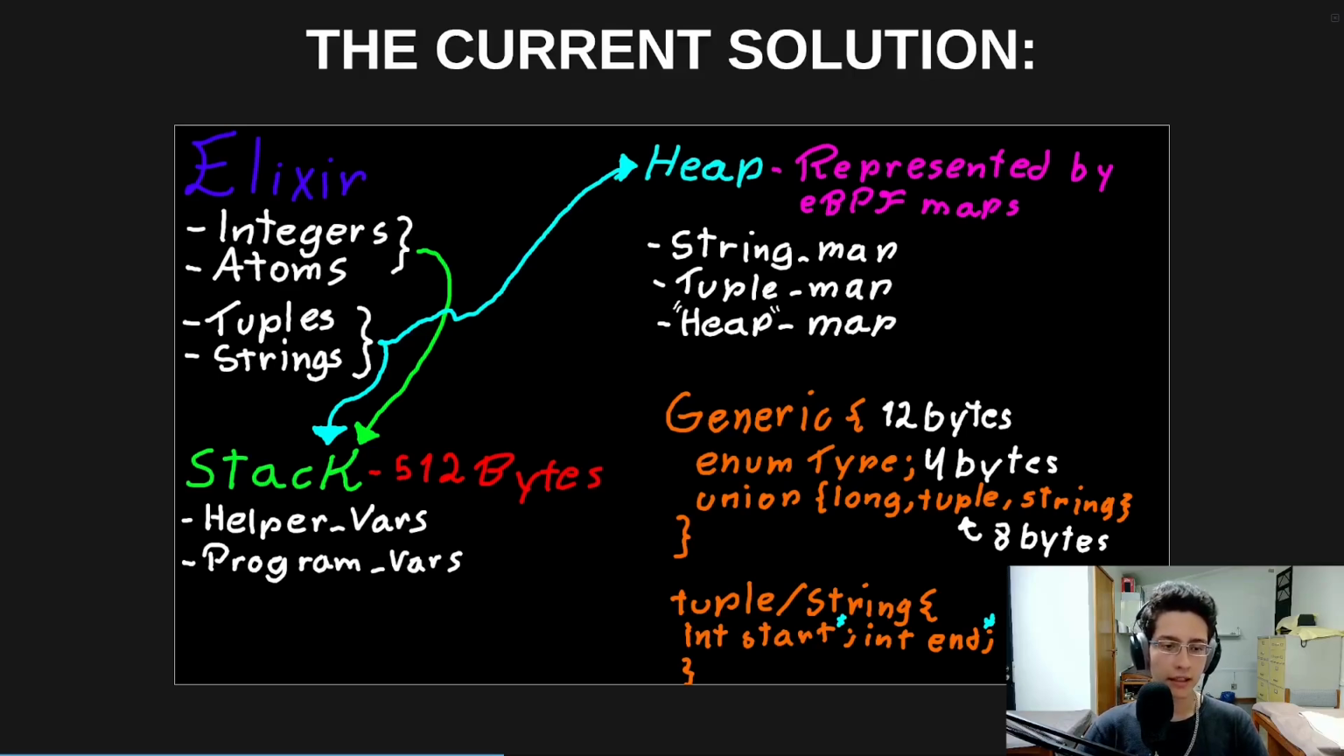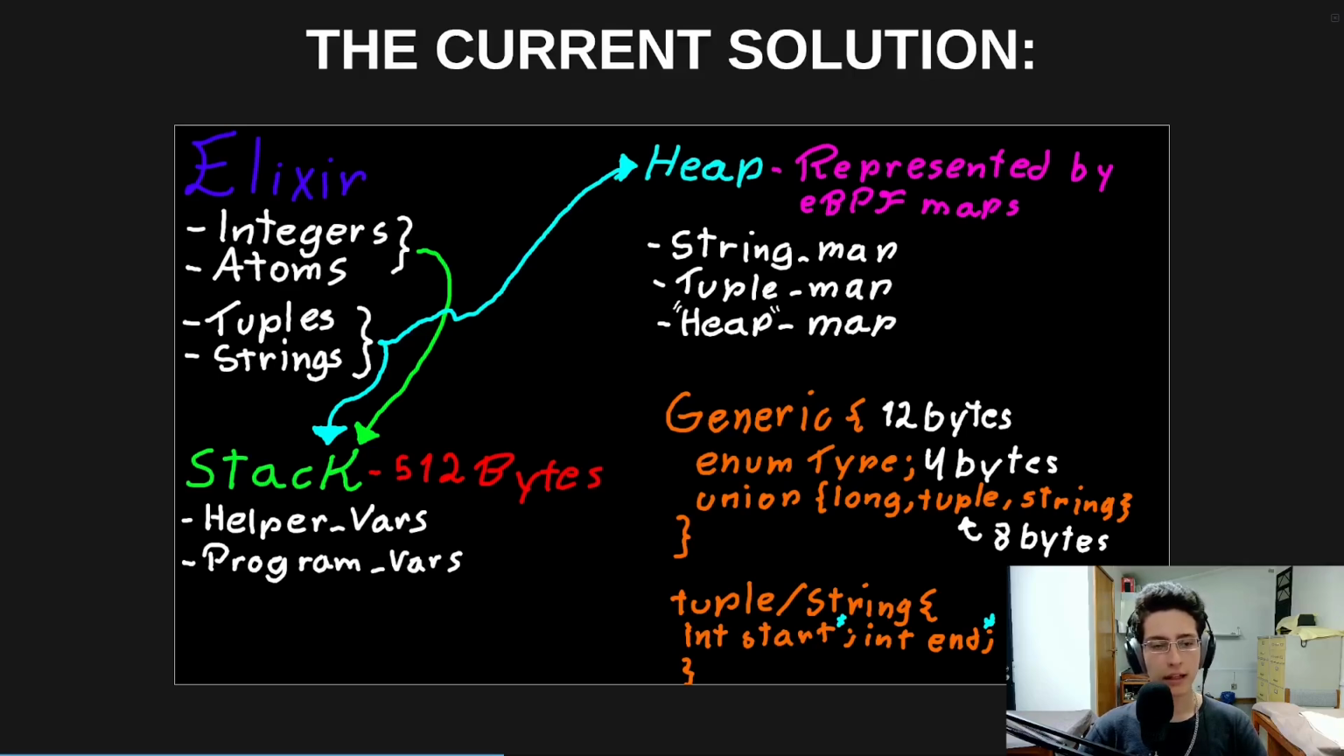Tuples and strings still have their representative in the stack. However, the actual values kept within the string or within the tuple are kept in our heap. Our heap is represented by eBPF maps, which is the technology that we have to be able to access larger amounts of memory. Currently, we keep 3 heaps: string, tuple, and heap itself.